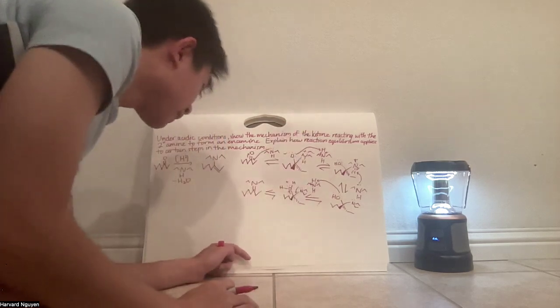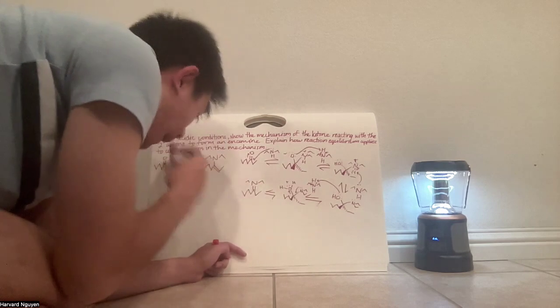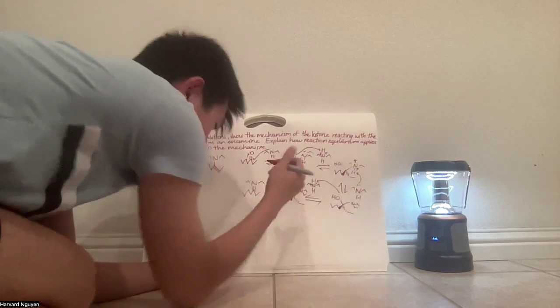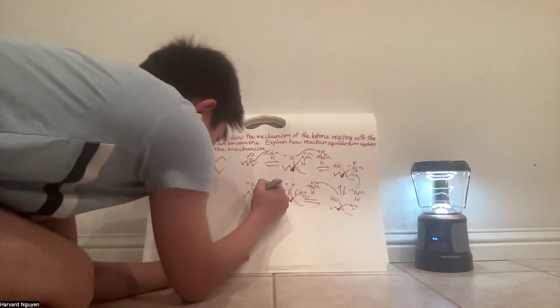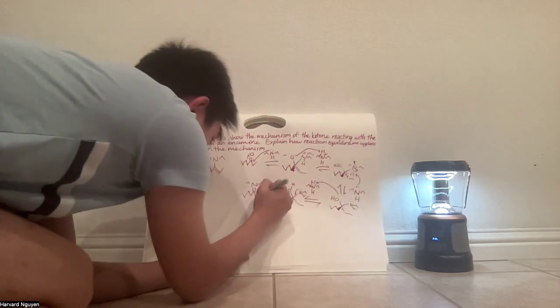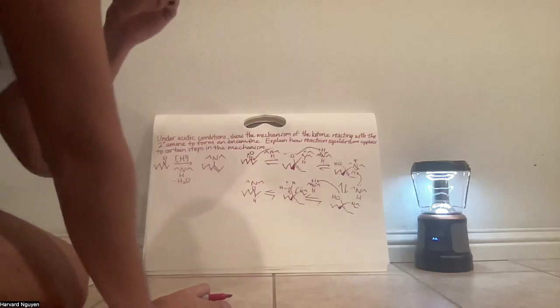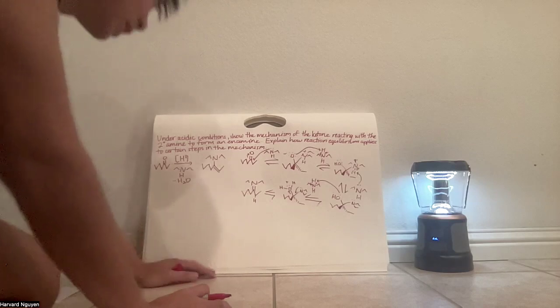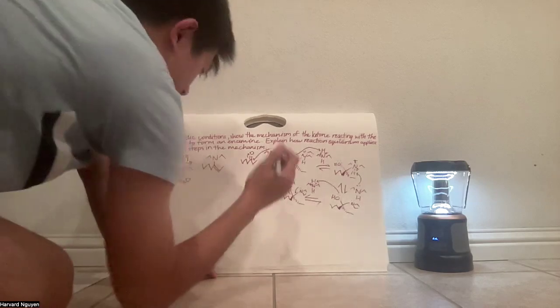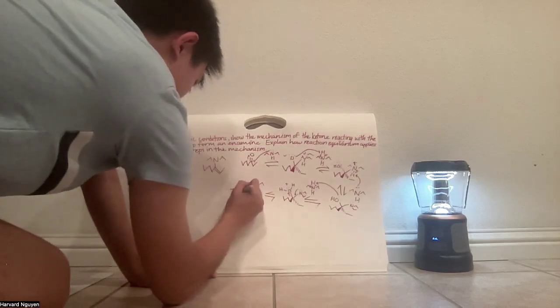All right. And then afterwards, what you're going to do is a deprotonation step. Sorry. With one of these carbons, there's a little proton that could be hanging right there. Basically, what we're going to do is deprotonate to form the enamine, which is our final step.